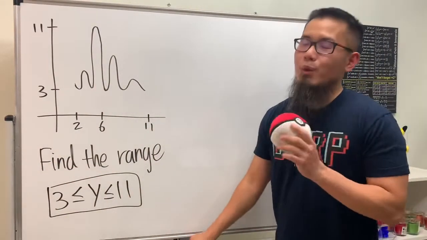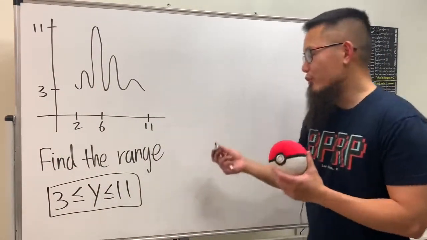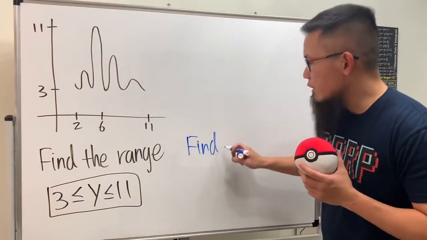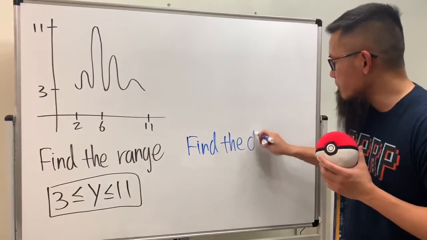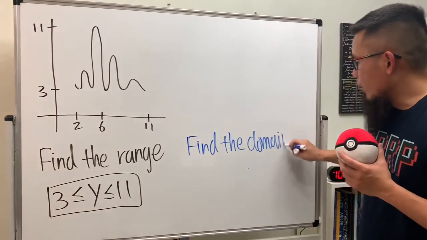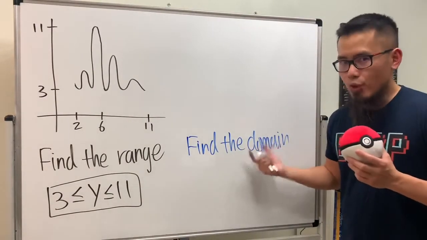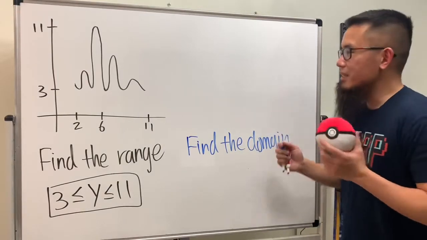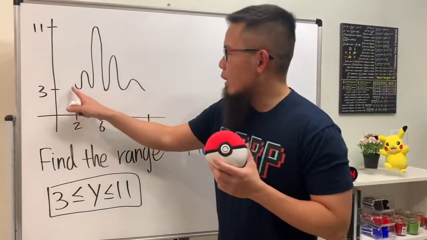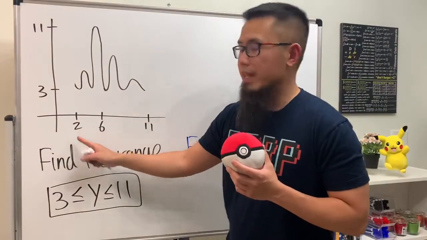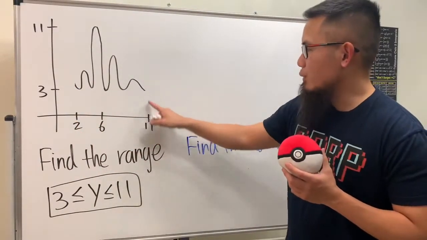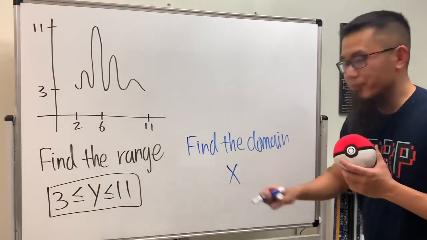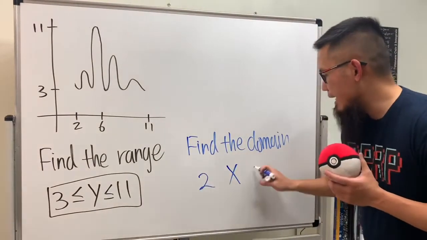However, before we go, I want to use this opportunity to go over domain with you guys. So if the question is asking for the domain, well, remember the domain is the set of all the possible x values. So in this case, you can see that our starting x value is at 2. And then our last x value is at 11. So the domain will be x is in between of 2 and 11.